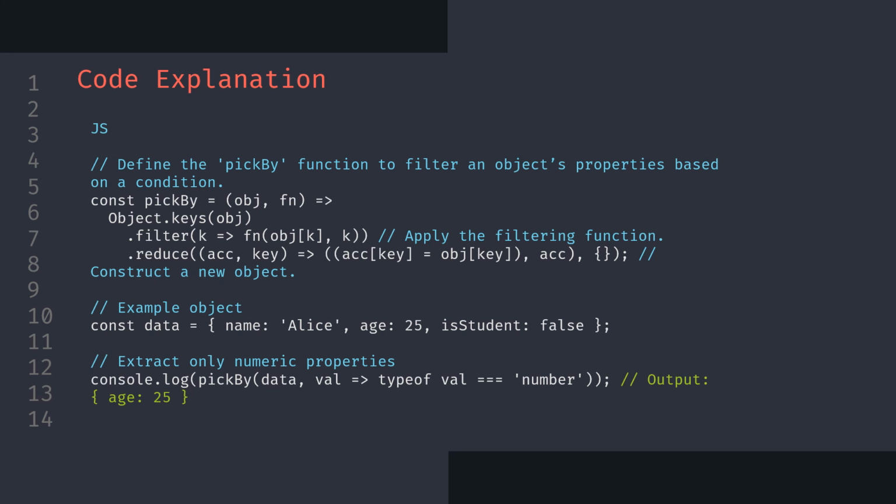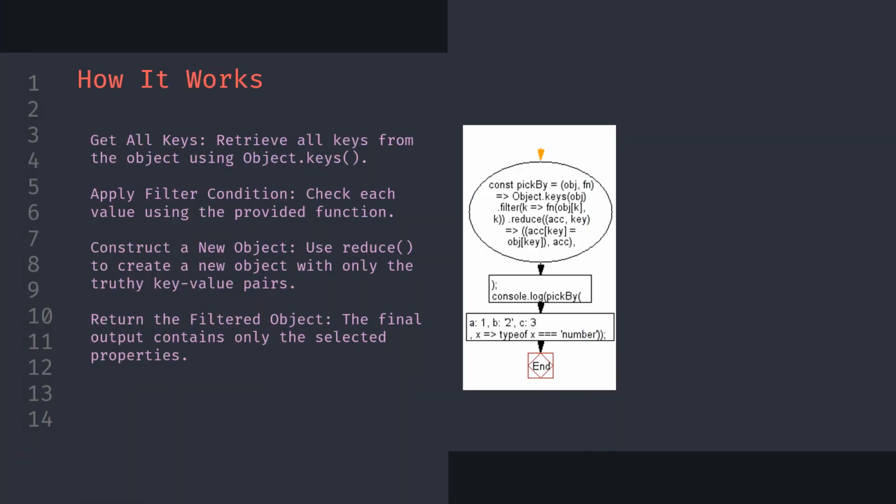This function first collects all keys from the object, filters them using a callback function, and then reduces them back into a new object. It ensures only the properties matching the condition are retained. This approach efficiently filters an object by first retrieving all keys, checking each value against a given condition, and then reconstructing a new object with only the matching properties.